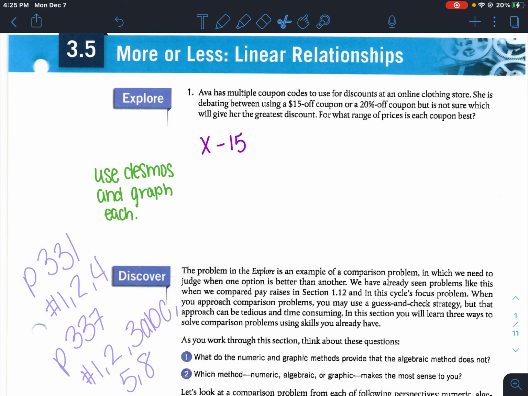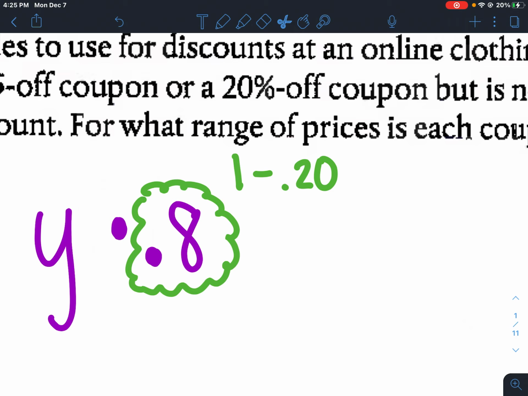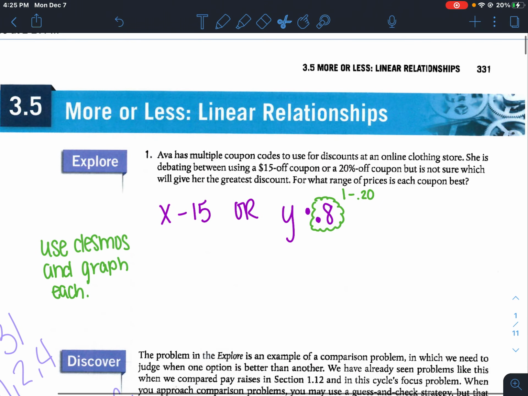And our second option for a coupon is 20% off. So what does that look like as an equation? Well, it's going to be the price of my item times 0.8. And how did I get 0.8? Where does that come from? Because I thought we were using 20%. Well, this 0.8 comes from 1 minus 20%. That gives me my 0.8. I'm paying for 80% of the item with that 20% off coupon. Hopefully that made sense to you. If not, let me know.